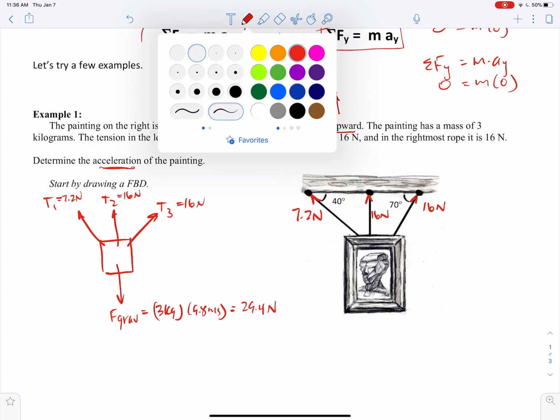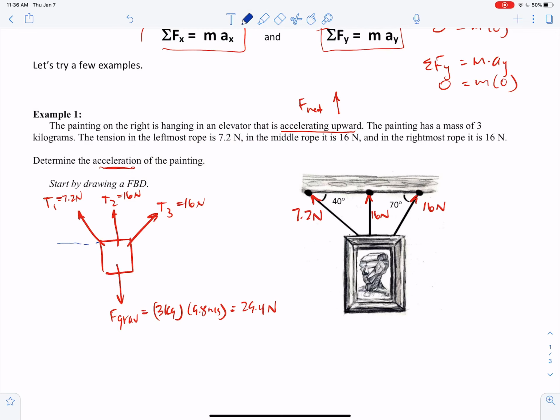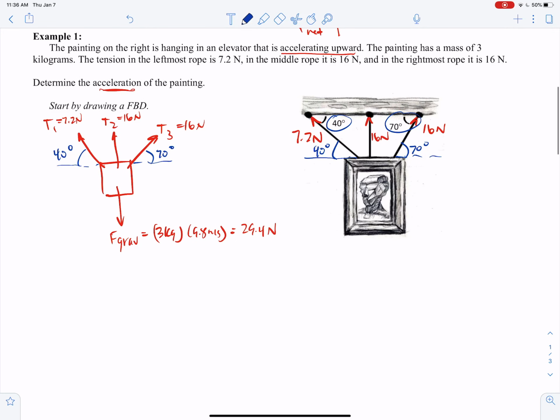And we have these angles. This angle here. Well, this angle is 40 degrees. So by geometry, this is an alternate interior angle. So that's also 40 degrees. This angle here was 70, so we know that this is also 70 degrees. So I can go ahead and label this 40 and this one as 70. All right, first, let's find the sum of the forces in the y direction.